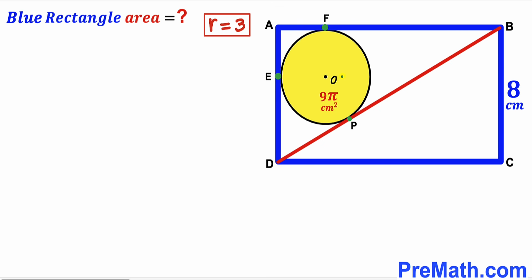Now I'm going to connect this center O with these points E and F, as you can see in this next step. Let's make an observation. We can see that OF is the radius of this circle, and likewise OE is the radius as well. So this radius is going to be 3 cm, and likewise this radius is 3 cm as well.